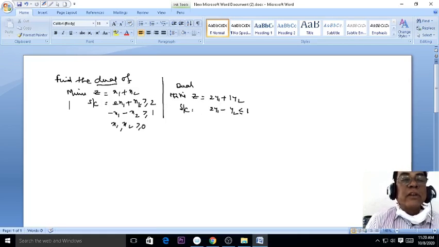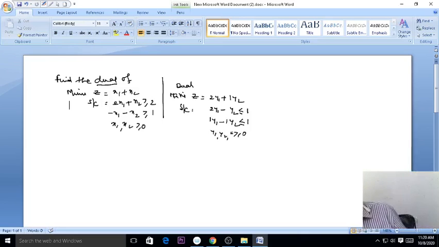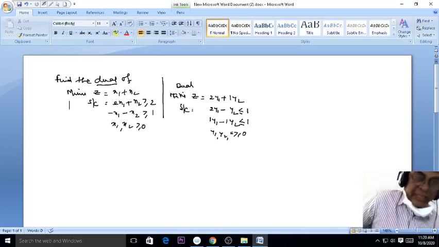Go to the second value, 1 and 1. 1y1 minus 1y2. The second column value is 1. You write down 1. So this is the greater than to less than convert. So y1, y2 greater than or equal to 0. That's all. So primal to dual, already you know how to convert the equation.